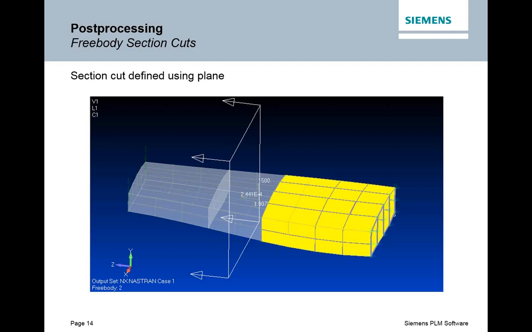And here's what the result of that section cut looks like, defined using a plane on a basic wing shape. With this method, you can quickly move along the span of, in this example, the wing, and see the load transfer at the interface there.